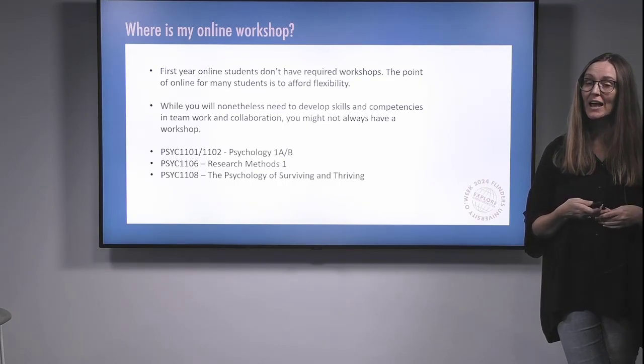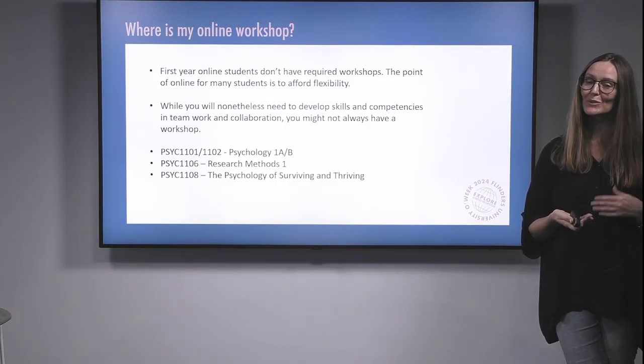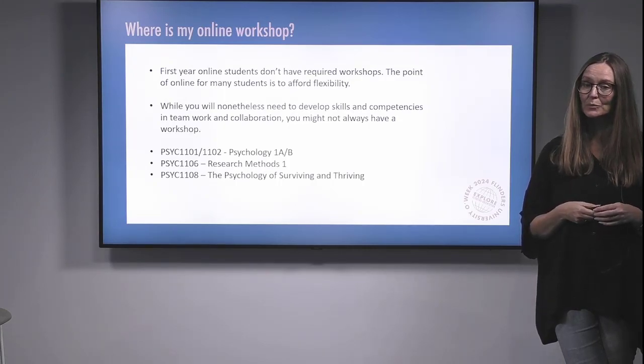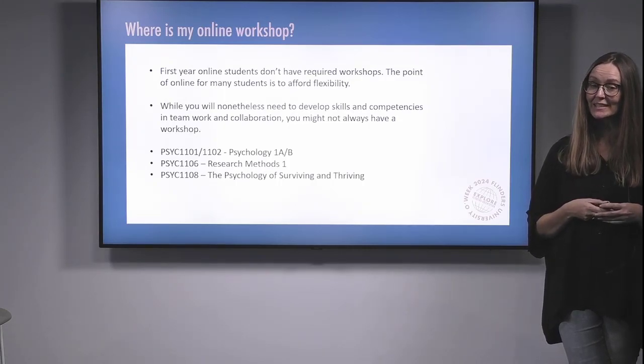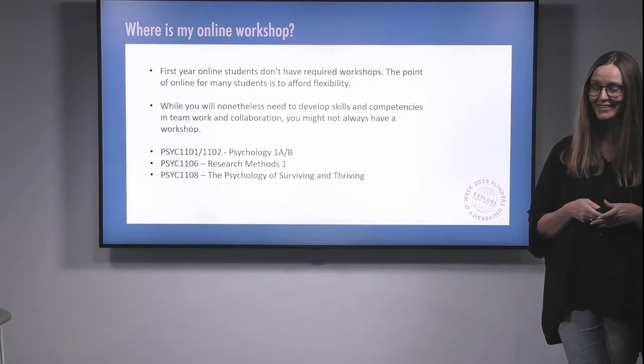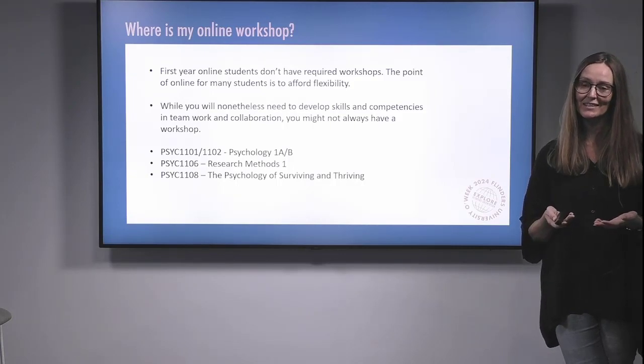These are the different topics that we have as well. You'll see here we've got Psych 1101 and 1102, also known as Psychology 1A and 1B. We have Research Methods 1, which the topic code is 1106, and we have the Psychology of Surviving and Thriving, which is 1108. So these are the topics in first year psychology at Flinders that you'll get to know.